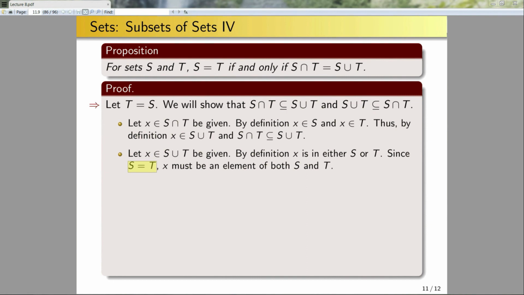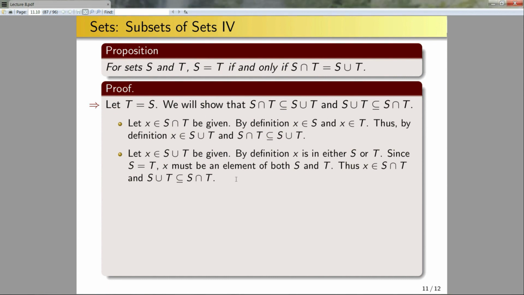Okay, back to our proof in question. Since x must be an element of both S and T, what does that tell me? Well, by definition, x is now going to be in the intersection of S and T. Therefore, I've now proven that the union is a subset of the intersection. And this is precisely what I wanted to prove for the forward direction, so I am now done.